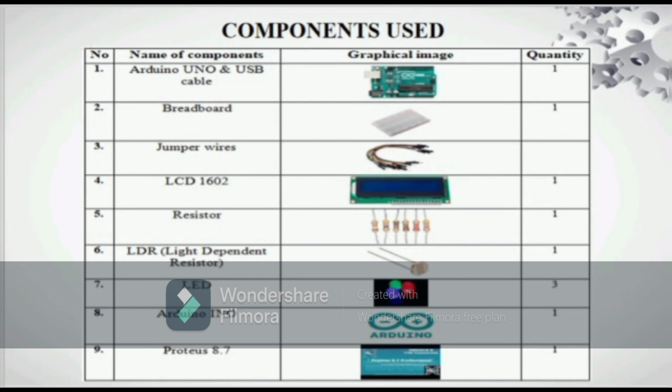I will present the components and software that we use in our mini project. The components are Arduino Uno with USB cable, breadboard, jumper wires, LCD1602, resistor, LDR or light dependent resistor, and the last one is LED. And the software that we use are Arduino IDE for programming and Proteus 8.7.